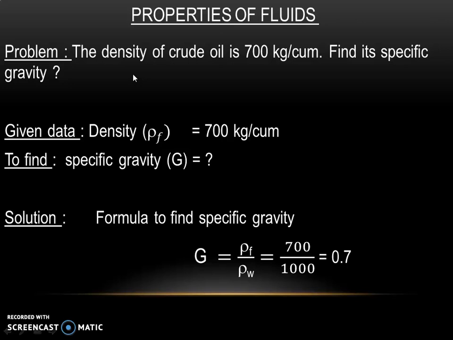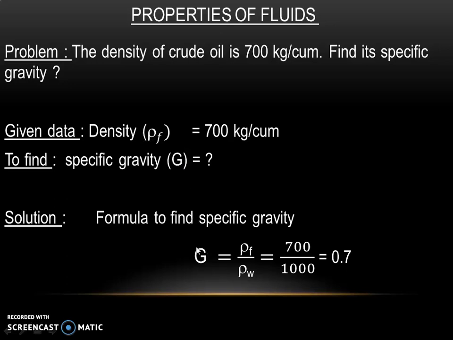We'll solve a simple problem. The density of crude oil is 700 kg per cubic meter. Find its specific gravity. Here only one data is given, that is rho F, which is density of fluid, which is equal to 700 kg per cubic meter. We need to find specific gravity, that is G. So the known data is rho F and unknown data is G. Check which is the equation available which relates both these two terms.